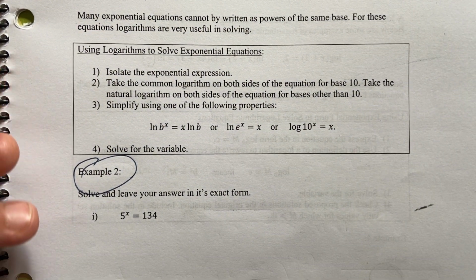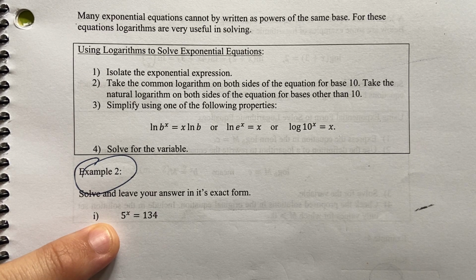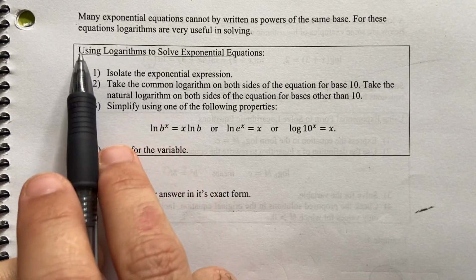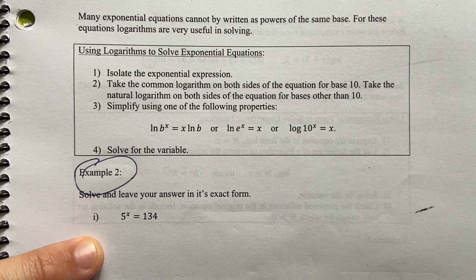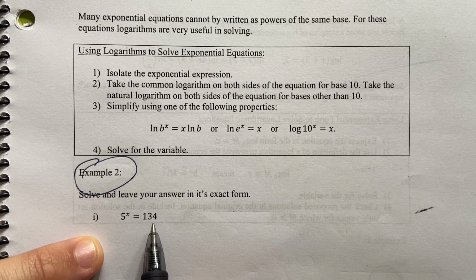Many exponential equations cannot be written as powers of the same base. For those general cases, we use what's called a logarithm to solve. I'll show you these first couple. Here's an outline of what you could do to solve these. Notice we have this problem. It's no longer 125 over here, it's 134. So I cannot write 134 as a power of 5, at least not very easily.